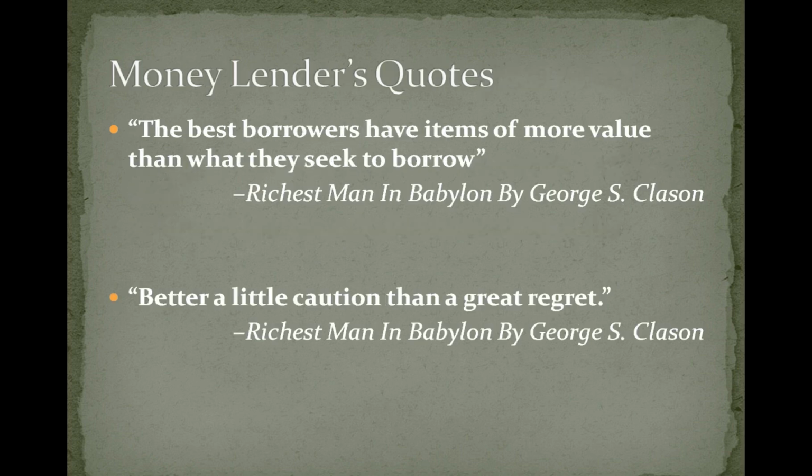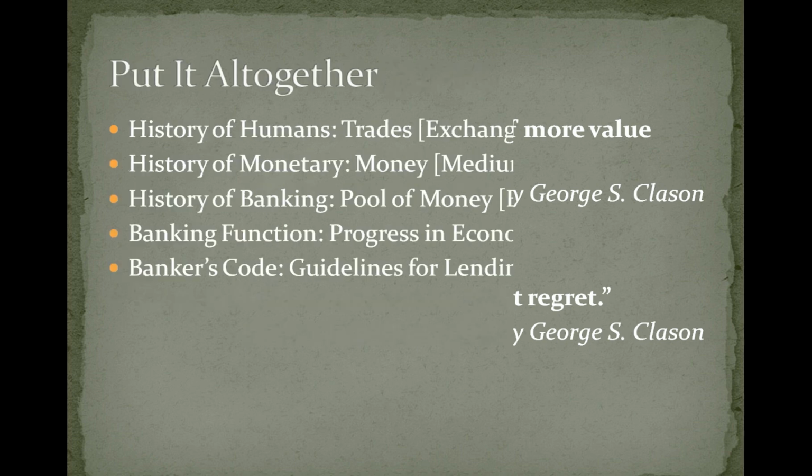I actually wanted to talk to you guys about The Richest Man in Babylon, because there's one story in it from a gold lender. This particular moneylender said two things during the chapter that I think are, quote unquote, gold. The first one is: the best borrowers have items of more value than what they seek. The second one is: better a little caution than a great regret. And I think both of those are very powerful.